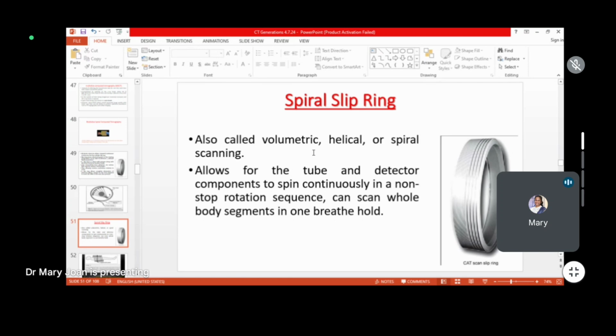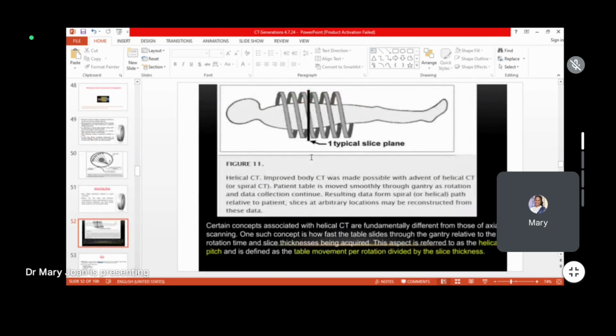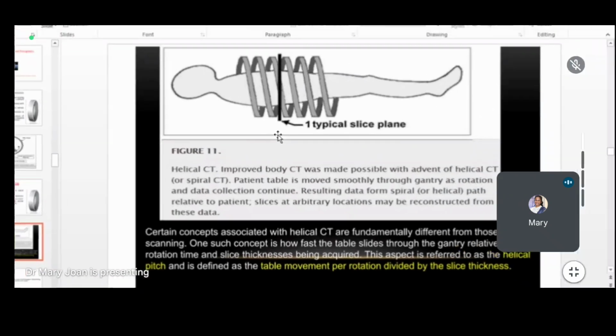So we have seen this image. It is also called volumetric helical or spiral scanning. It allows the tube and detector components to spin continuously in a non-stop rotation sequence. It can scan whole body segments in one breath hold. So here is the picture. A typical slice plane: the darker line here is one slice.